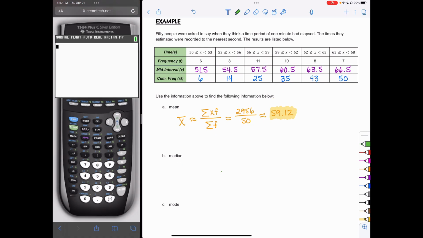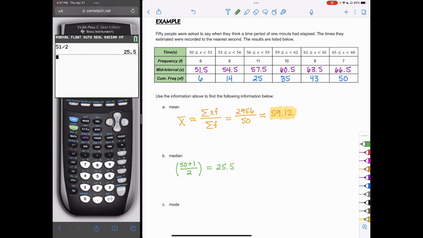All right, so now let's find the median. Remember, the median is the middle number, and the way that you find out which middle number to focus in on is that you use the formula n plus 1 divided by 2. Remember, n is the total number of values that you have. So you have 50 numbers, you add 1 to it and then divide it by 2. This is going to tell you the term to focus on. So 51 divided by 2 is 25.5. So that's the term that we need to focus on.